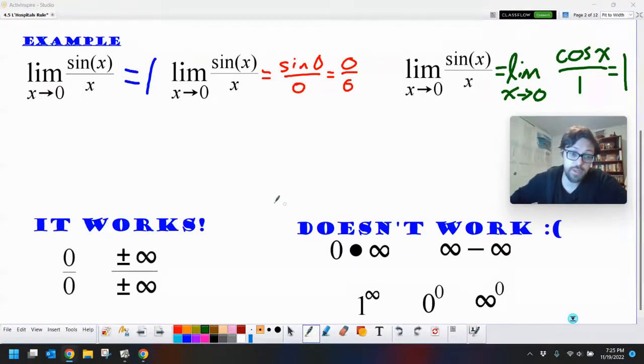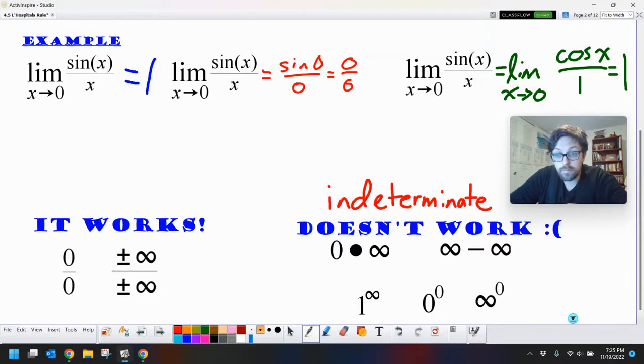L'Hopital's rule is really cool. It works with 0 over 0, and it also works with different types of infinity over infinity. However, there are certain cases where we get indeterminate forms where it doesn't work. When we come across these indeterminate forms, our goal is to convert the inside of the limit into one of these forms that we do get nice results from, and then find that limit instead. We'll see some examples of those in a little bit.